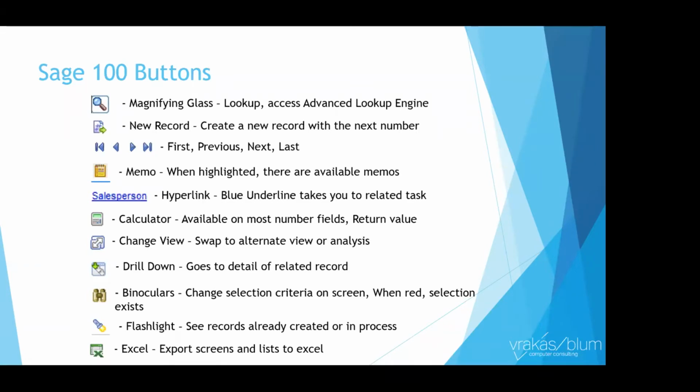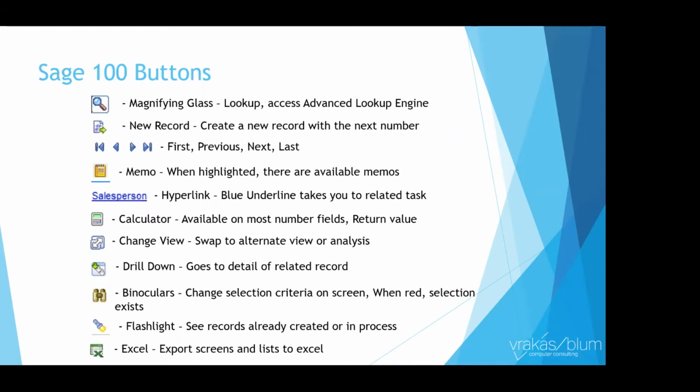Our flashlight button shows us records that are already created or in process. So if you're doing cash receipts, for example, you go into your cash receipts and you want to see not the customers that are available to be paid, but the cash receipts you've already entered. We're going to click that flashlight button and you'll see what's already in for cash receipts.